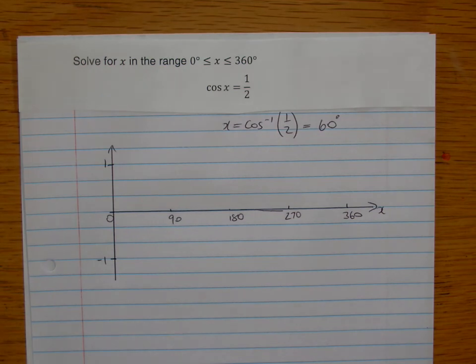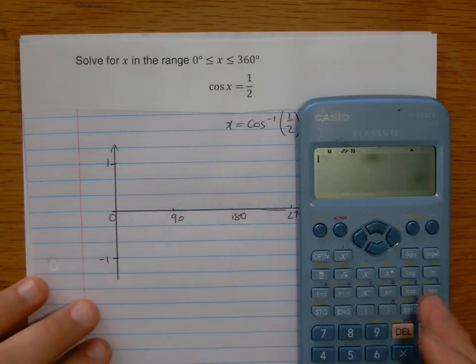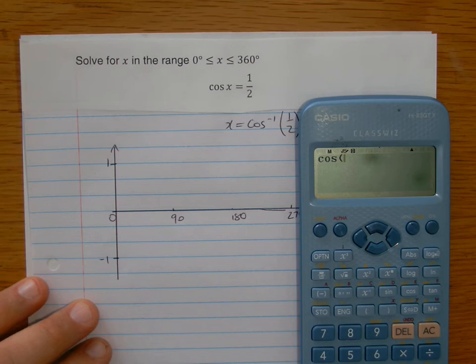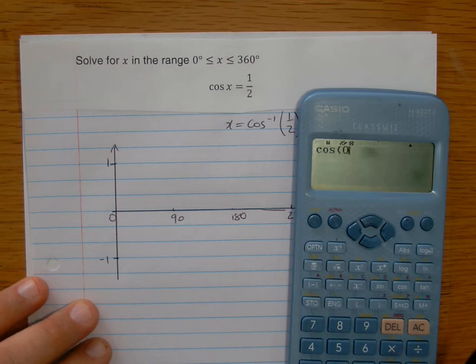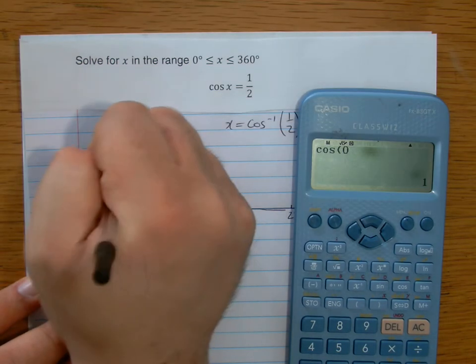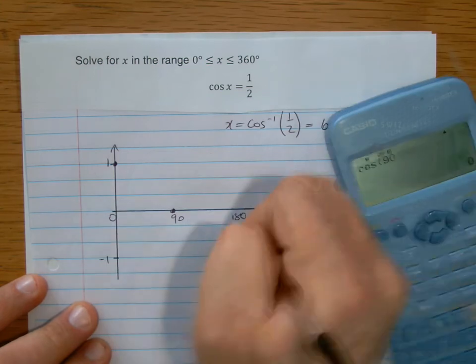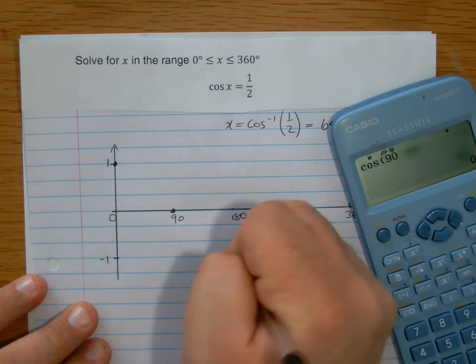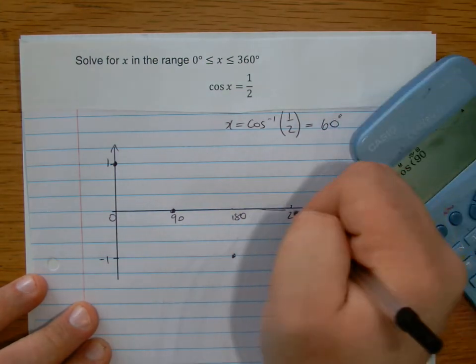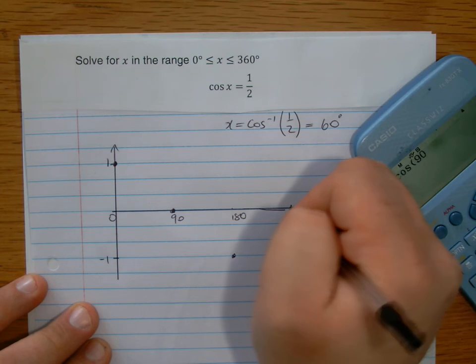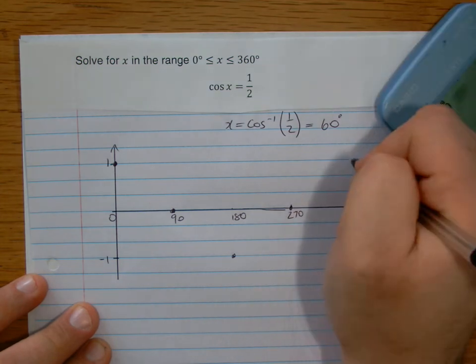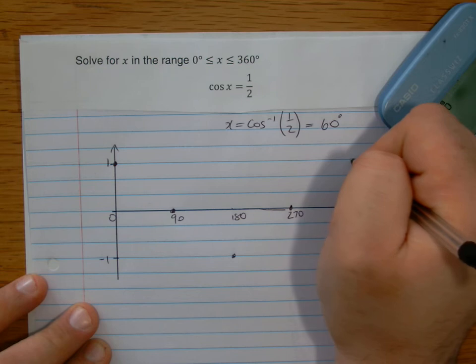A cosine wave. And if you don't know what it looks like, can't remember where it starts, well, if you put cos 0 to start with, you'll see cos 0 is 1. It's going to be different to the sine wave. Then put cos 90, that's 0. Cos 180, if you do that, it comes out to be minus 1. Cos 270 is 0. And cos 360, if you work that out on your calculator, is 1.